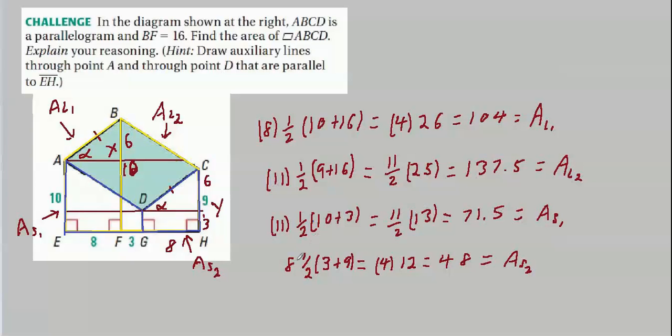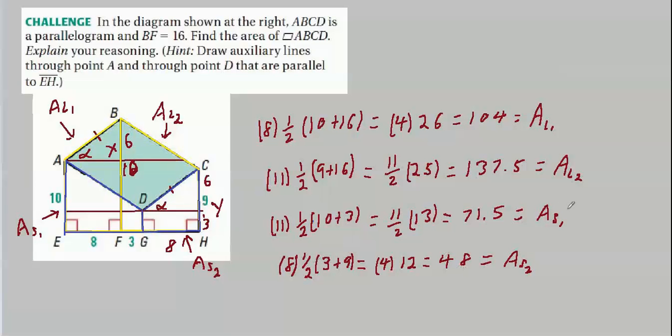Down here, same thing. I should have put parentheses here. That's not 8.5, that's 8 times 1/2. The altitude here for our trapezoid now is 8. This is the common side, which has length 3, and this is 9. So we've got the average of 3 and 9 times the altitude. Now we multiply this out, we get 4 times 12, or 48.